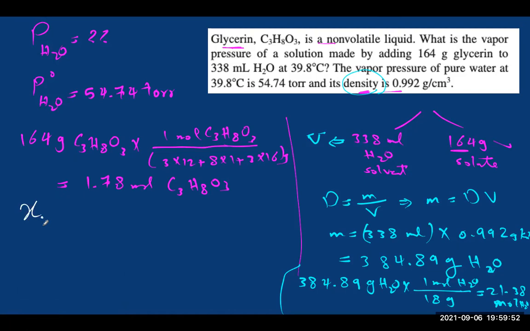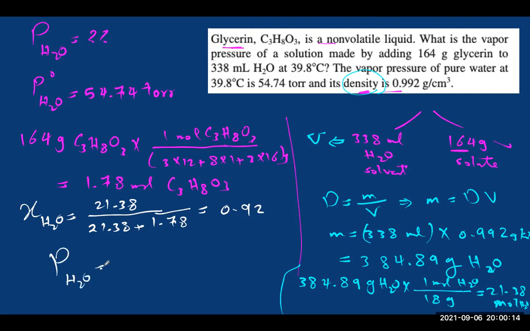Now I will calculate the mole fraction for H2O. The mole fraction of H2O will be the number of moles of H2O, which is 21.38, over the number of moles of H2O plus the number of moles of glycerin, 1.78. So it will be equal to 0.92. Now we can calculate the pressure of H2O: 0.92 times the pressure of pure H2O, which is 54.74 torr. So this will be equal to 50.36 torr.